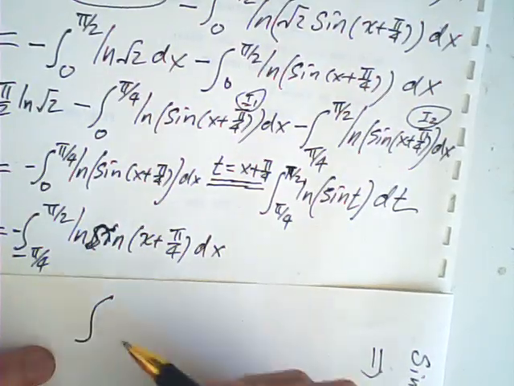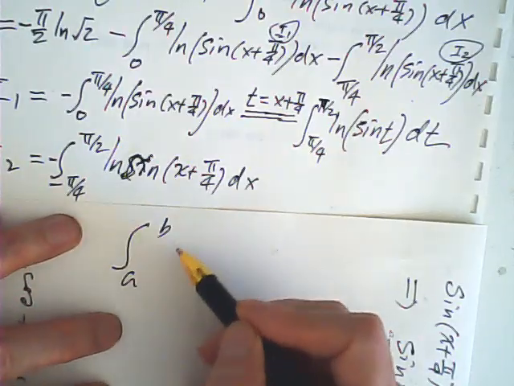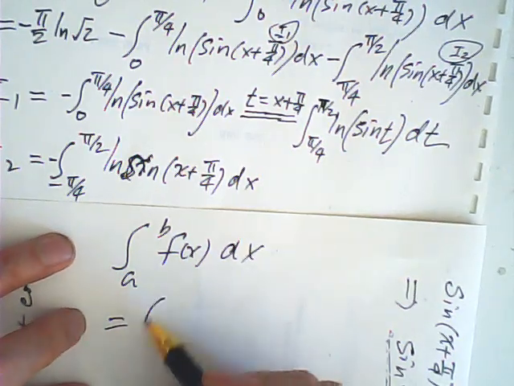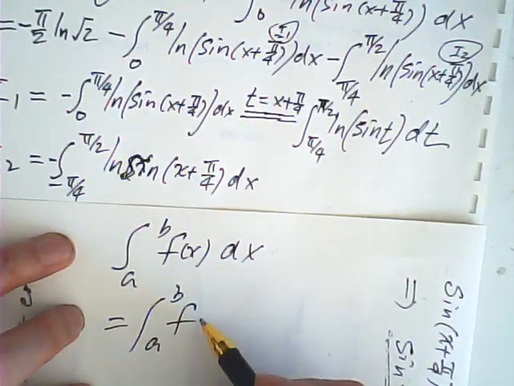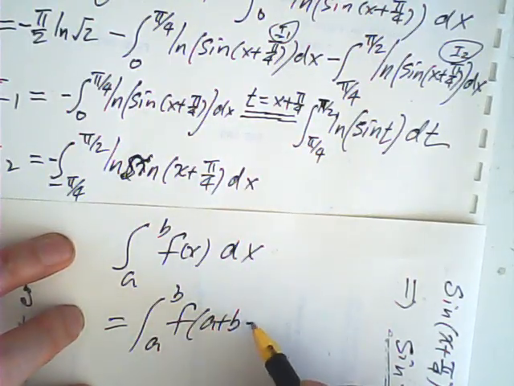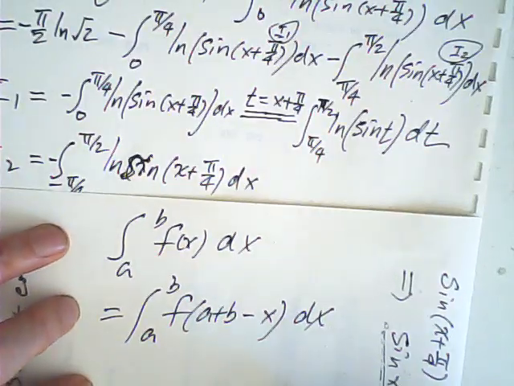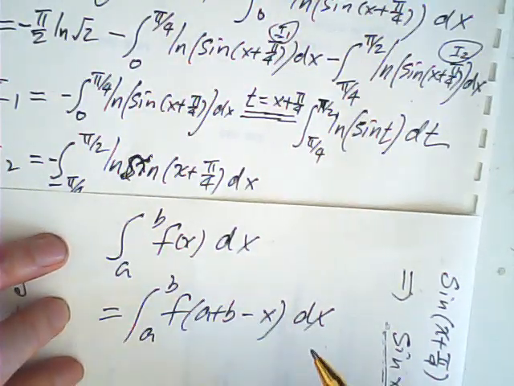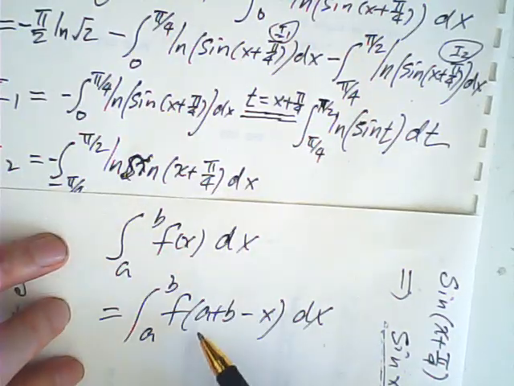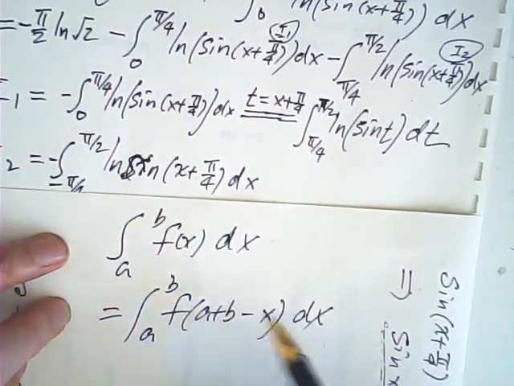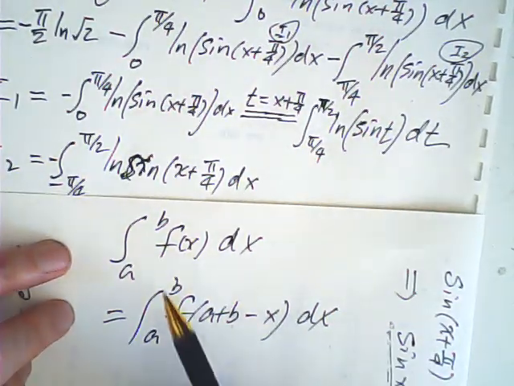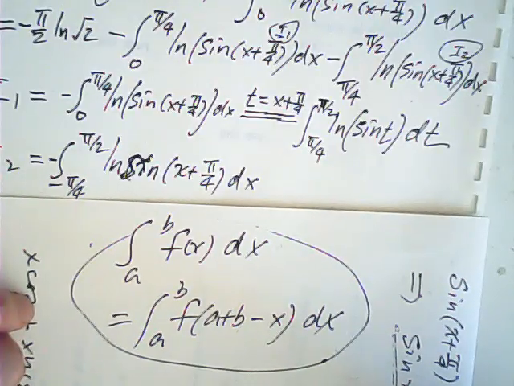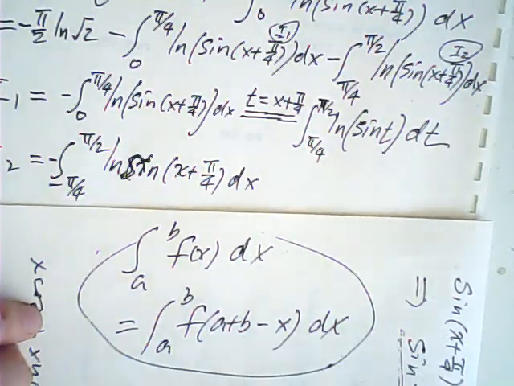from a to b, f of x dx is equal to the integral from a to b of f of a plus b minus x. Well, if you haven't seen it, you can prove it easily by substitution. Let x be a plus b minus t, right? You get this one. Well, anyhow, I leave the proof for you. This is a useful property when you do some integration.